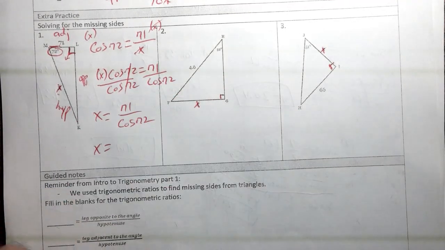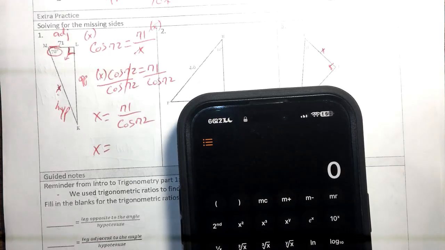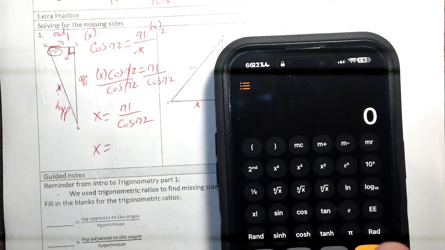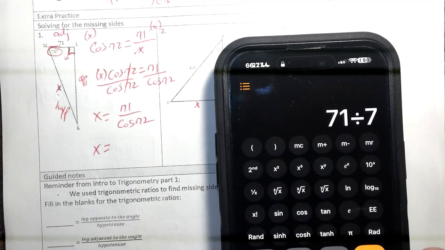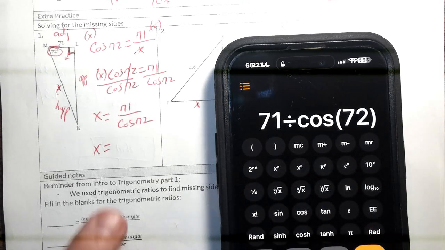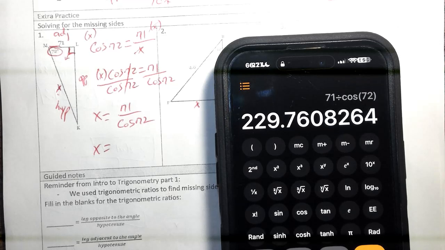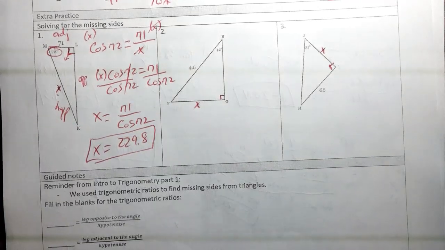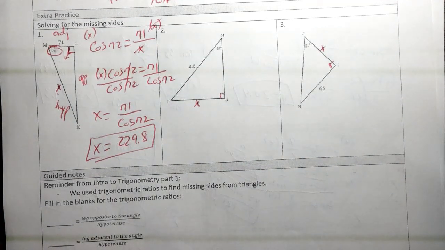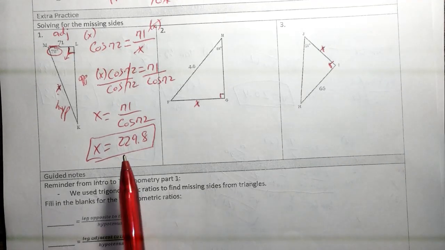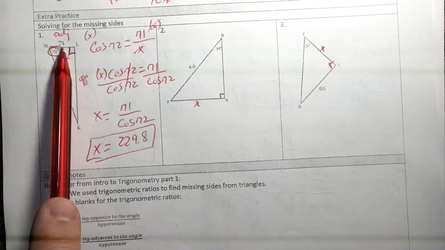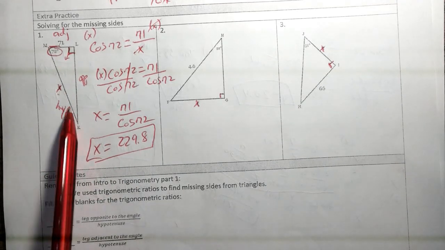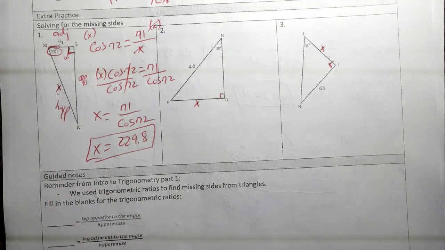I'm going to go ahead and write x equals because I'm going to get the calculator or phone. So 71 divided by 72 cosine equals 229.76, we're going to round that, make it 229.8. Now I'll stop right here to ask, as we're solving problems, and I've mentioned this before, when you get your answer, you should always ask, does my answer make sense? Well, if my shortest side is 71, see how much longer that hypotenuse is? 229 is a lot longer than 71, so that does make sense.